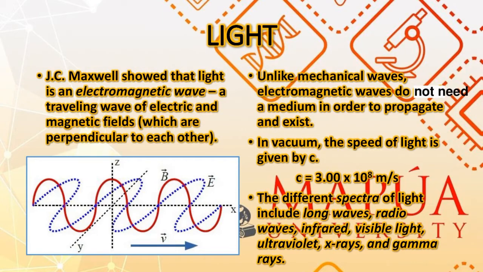There are different spectra or types of light. You have long waves, radio waves, infrared, visible light, ultraviolet light, X-rays, and gamma rays. These are all electromagnetic waves.